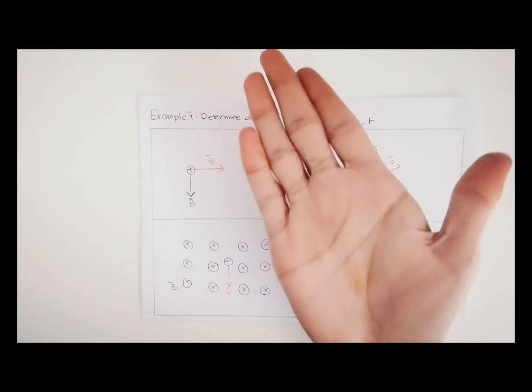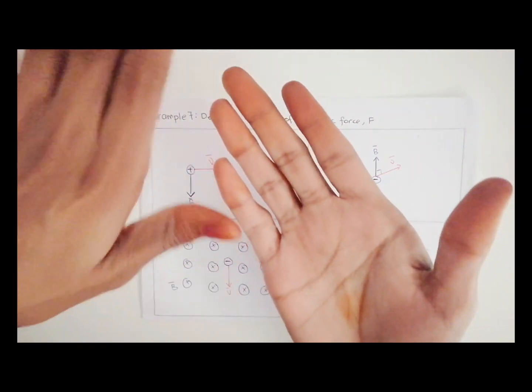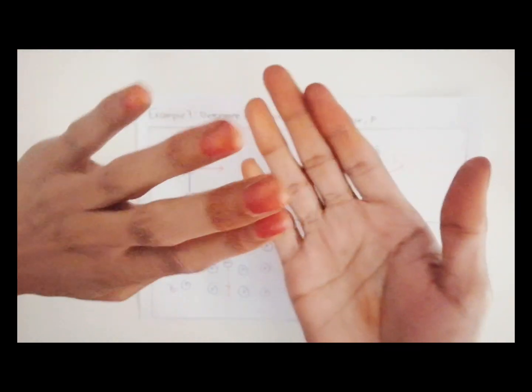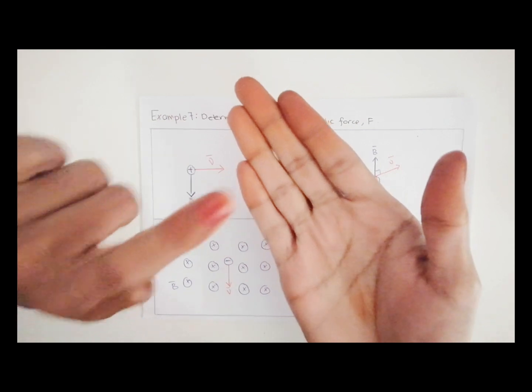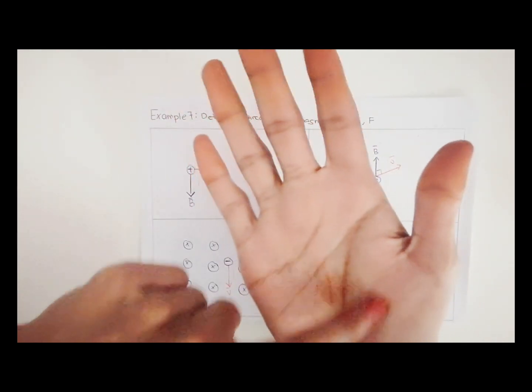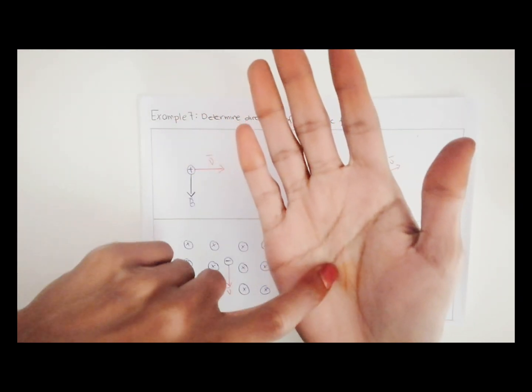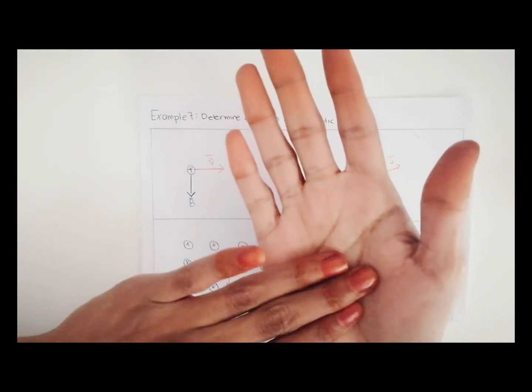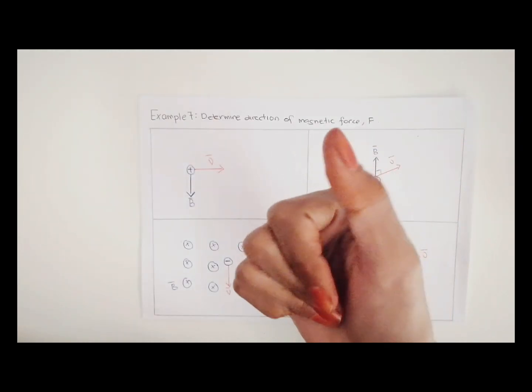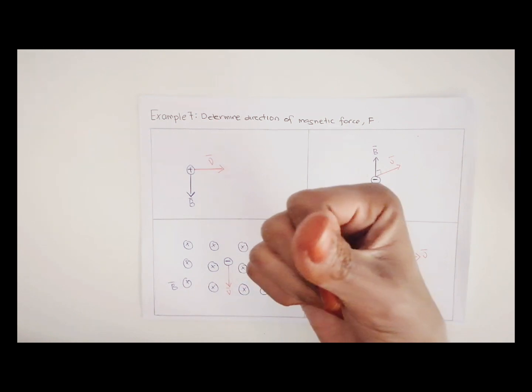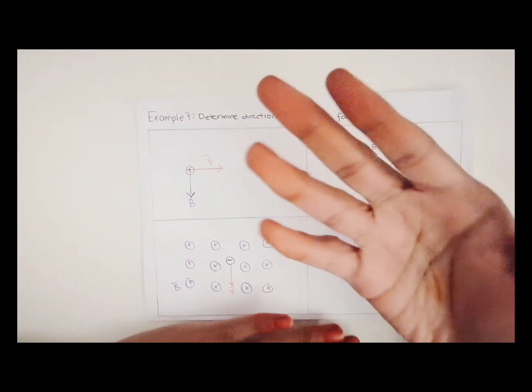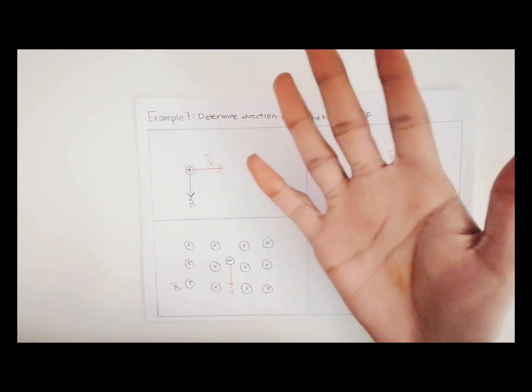Okay, dalam right hand palm rule ni, kamu akan ada 3 part. The first one is your fingers, di mana fingers ini will represent your velocity, and you have your palm here. Palm ini akan represent your magnetic field, dan thumb ini akan finally determine the direction of your force. So kita tengok contoh how to apply this right hand palm rule.